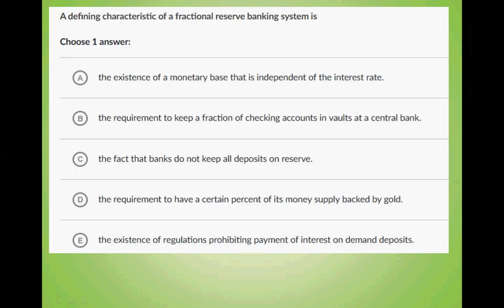All right, a defining characteristic of fractional reserve banking. I'll give you a second to read these over because I know it's a bit long. Or you can always pause the video. But there's one gotcha question here. There's one possible close one.